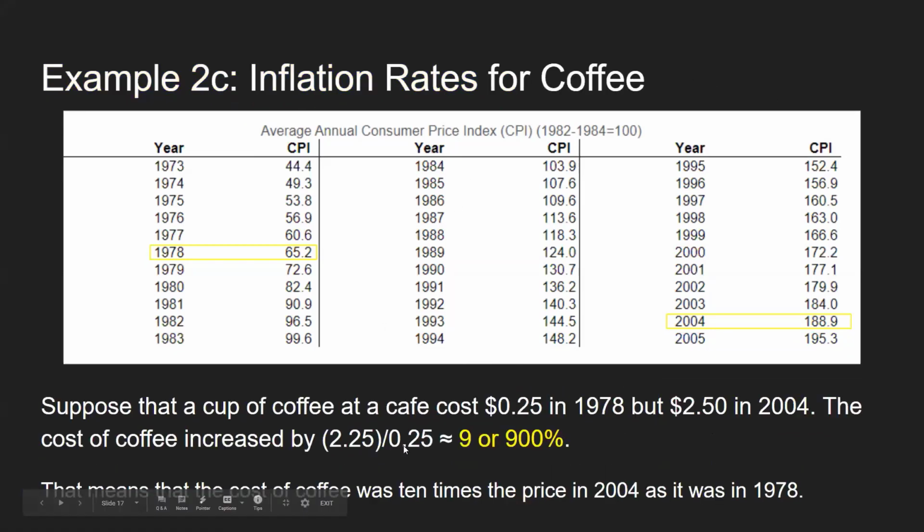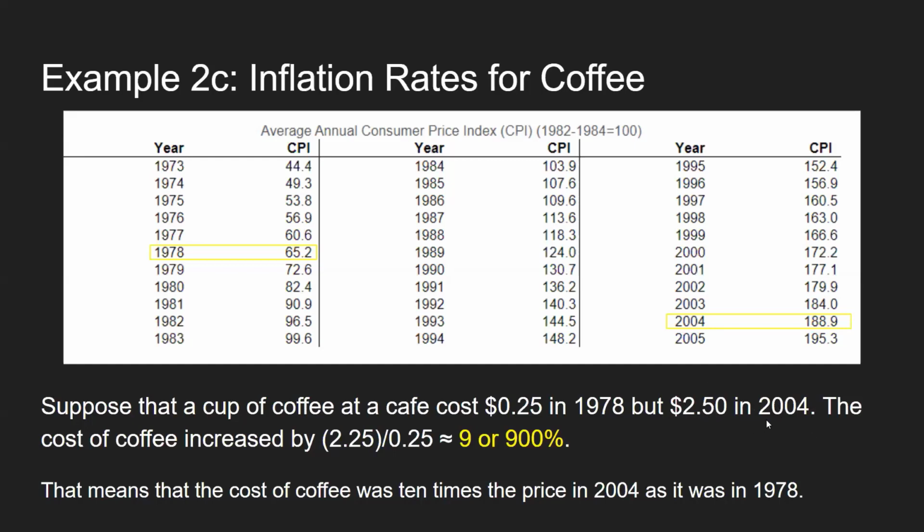Okay, another cute problem. So for 2C, using the exact same chart, I want to compare coffee prices. So in 1978, your grandparents perhaps might go to the cafe and buy a cup of coffee for just $0.25. But in 2004, back when I was in college, a coffee might be more expensive. So $2.50 might have been the price of a cup of coffee in 2004.